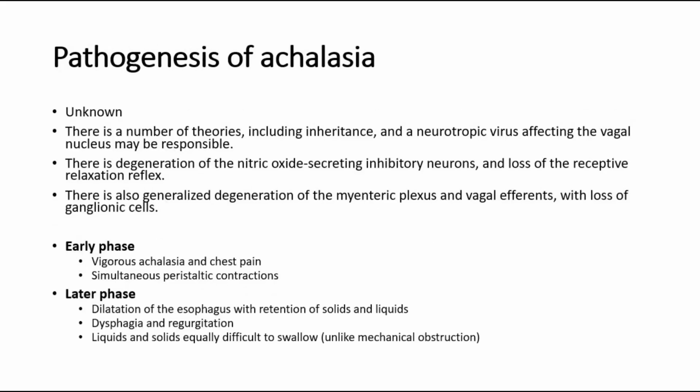Pathogenesis is unknown. Theories include inheritance, and a neurotropic virus affecting the vagal nucleus may be responsible. There is degeneration of the nitric oxide secreting inhibitory neurons, and loss of the receptive relaxation reflex. There is also generalized degeneration of the myenteric plexus and vagal efferents, with loss of ganglionic cells.